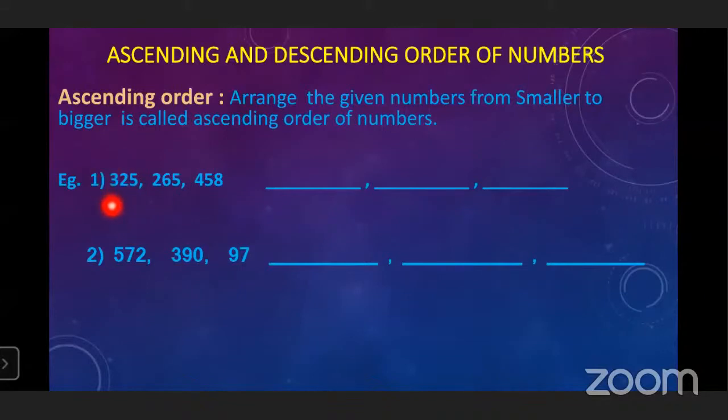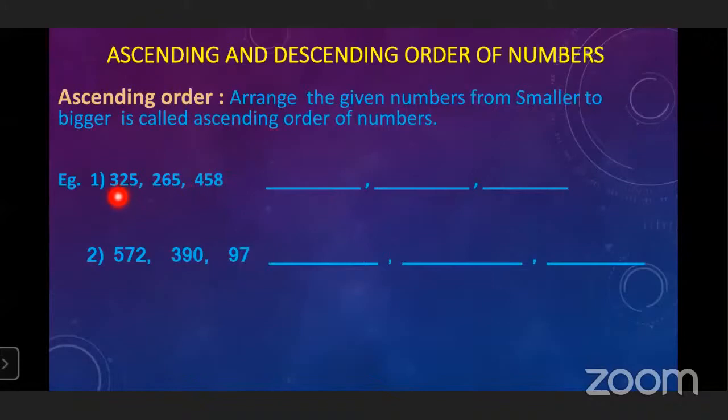So while finding the smaller number, we are finding the smaller number. Why? Because we are arranging these numbers in ascending order, and ascending order means what? Smaller to bigger. Means first of all we have to write the smaller number.